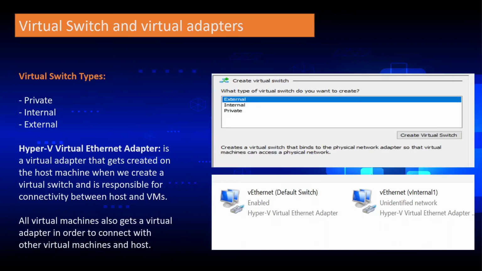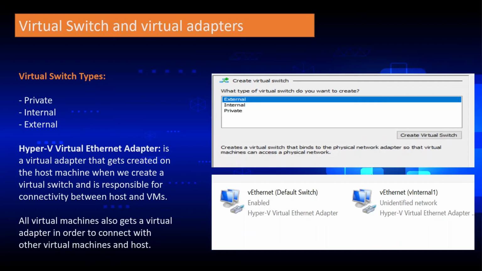So next is virtual switch and virtual adapters. We can create virtual switches and virtual adapters in our Hyper-V environment. We all are aware of physical switches, right? Physical switches are used for all the computers to be able to communicate with each other in a LAN network. In the same way, we can use virtual switches so that our virtual machines can communicate with each other, as well as with the Hyper-V host and external networks. So for that, we need to create virtual switches.